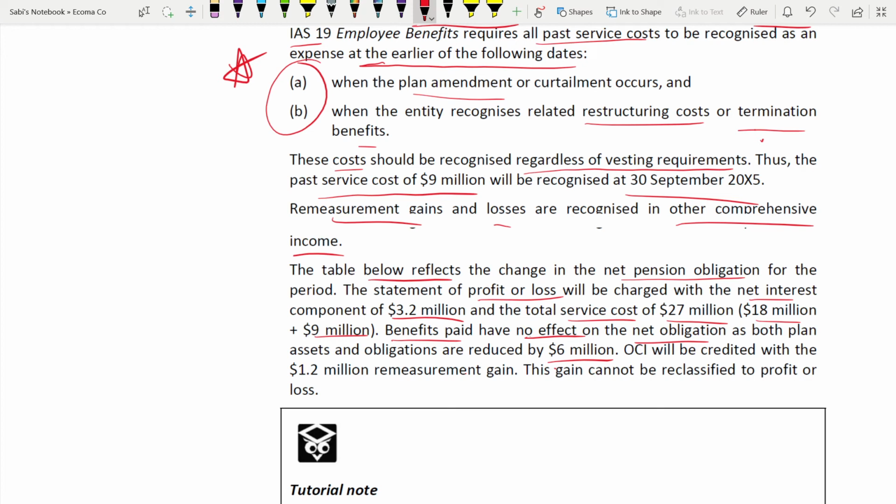Keep it. But you have to write what you are going to do with the 6 million. Now finally, in the OCI, what will go? The 1.2 million remeasurement gain will go. And remember, this gain cannot be reclassified to profit and loss. Whether something can be reclassified or not, you also have to mention that when you are mentioning an item that goes to OCI. You have to clearly say that.